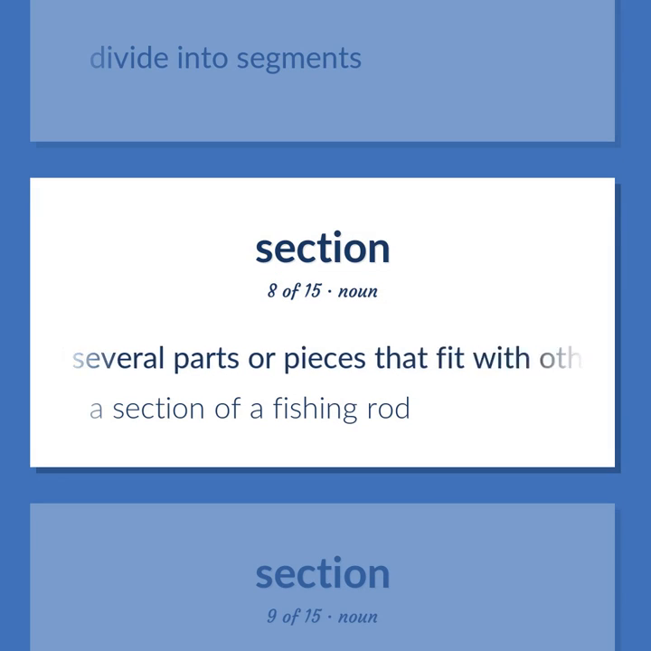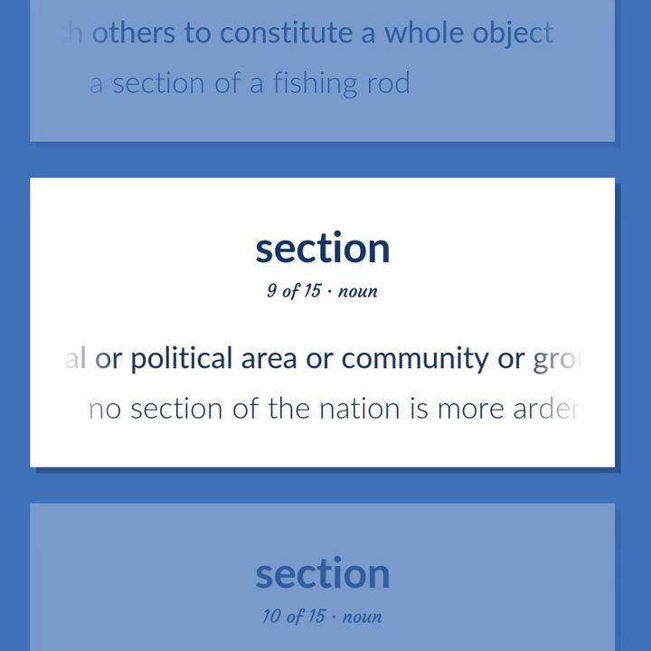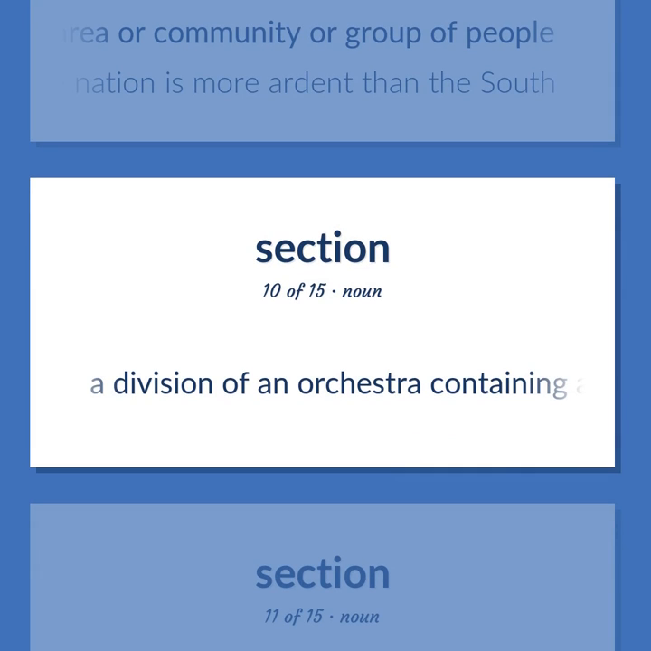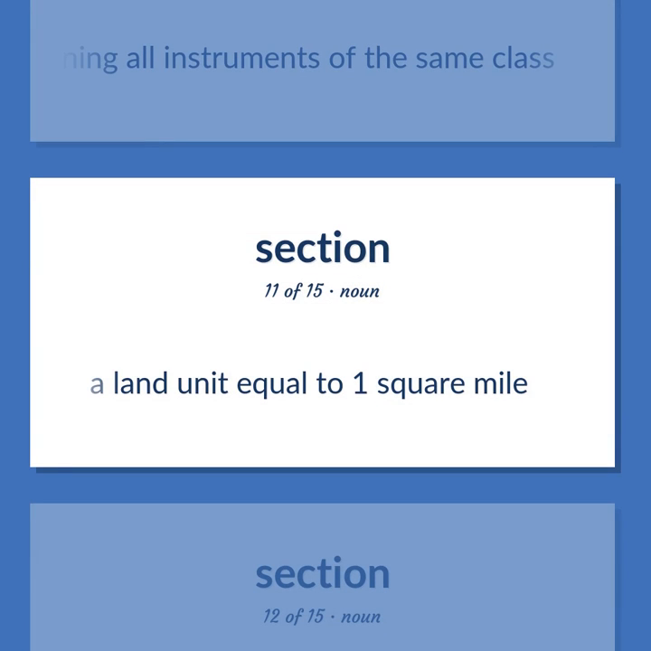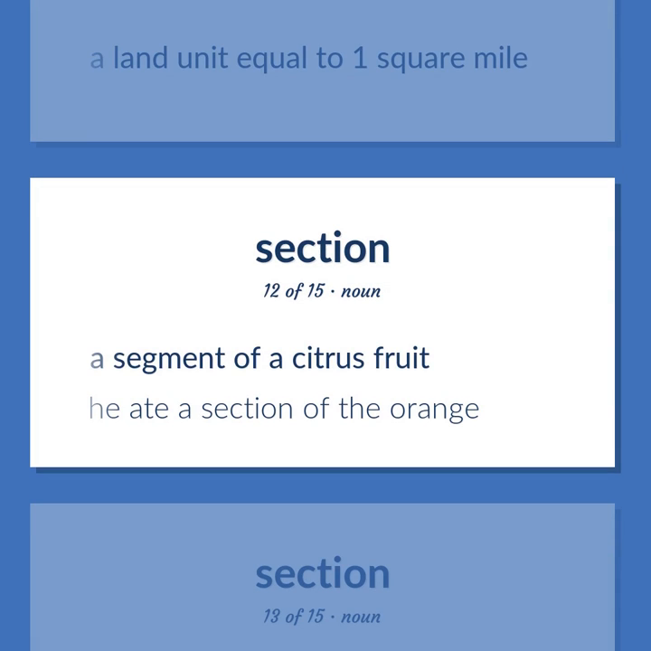One of several parts or pieces that fit with others to constitute a whole object. A section of a fishing rod. A distinct region or subdivision of a territorial or political area or community or group of people. No section of the nation is more ardent than the South. A division of an orchestra containing all instruments of the same class. A land unit equal to 1 square mile. A segment of a citrus fruit. He ate a section of the orange.